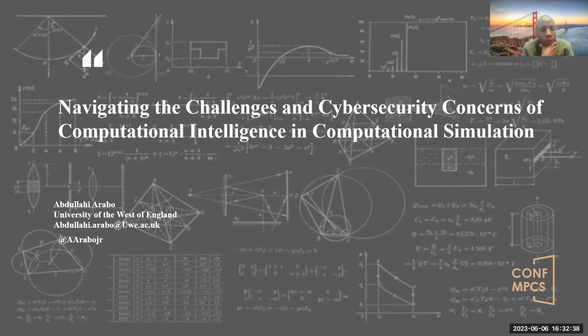Today we will look at the issue of how we navigate some of the cybersecurity challenges in reference to computational intelligence within the concept of computational simulation. So basically, we are trying to look at the benefits of computational simulation while we try to apply the Internet into that. But in doing that, what are the resulting cybersecurity implications? Just a brief synopsis of those two or three phrases.